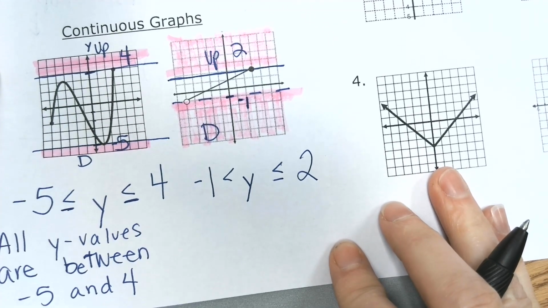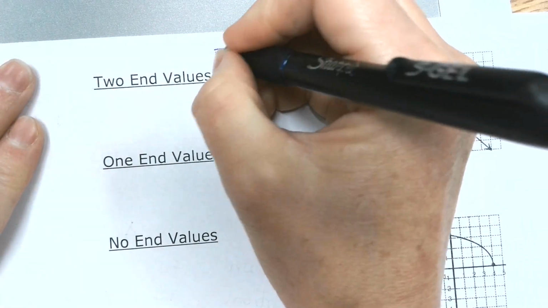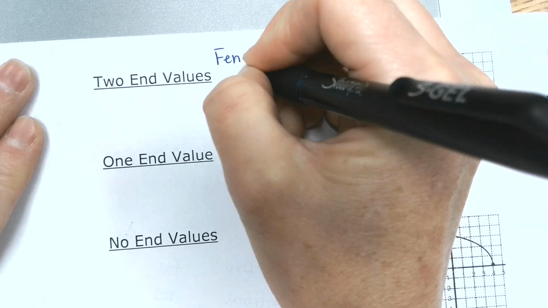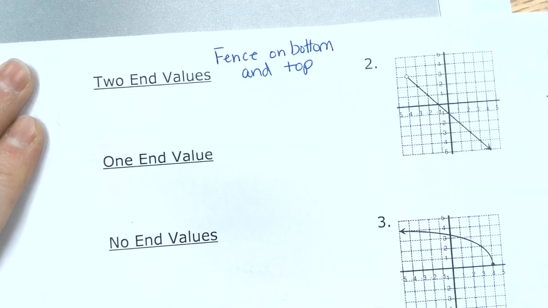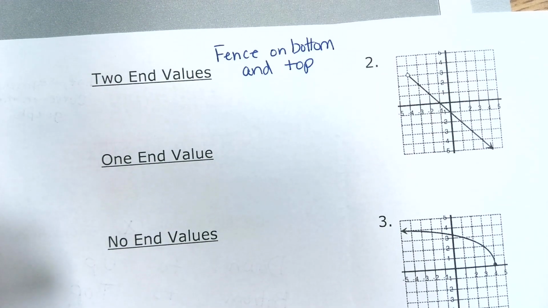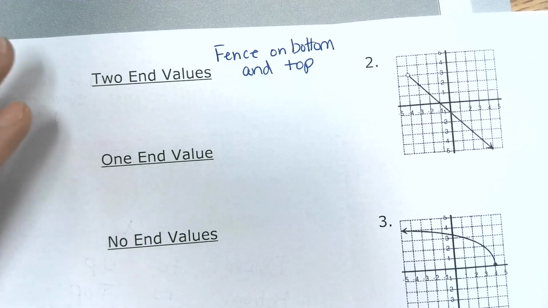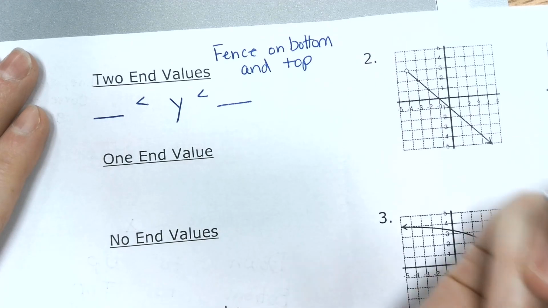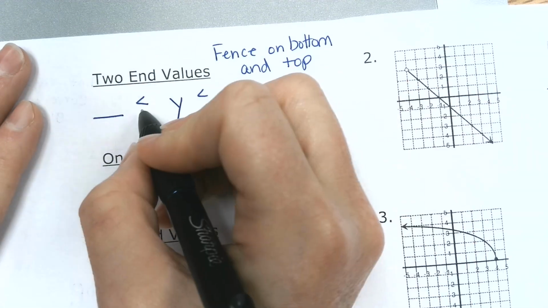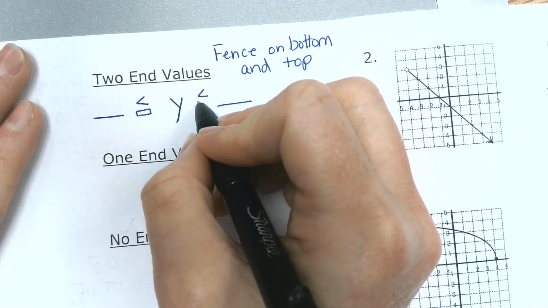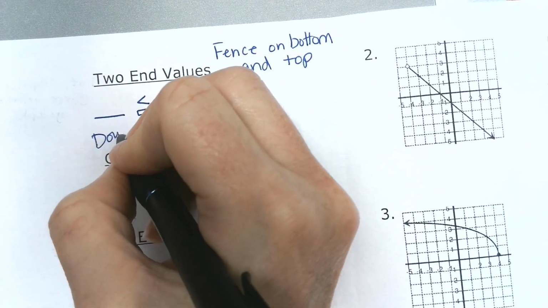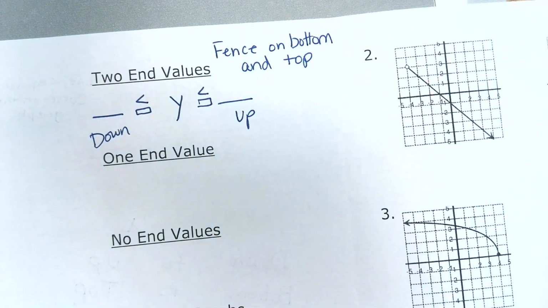Okay, so the two end values, what we're going to write up here, we're going to write fence on bottom and top. So it doesn't have any arrows whenever you have two end values. So it's going to look like that with your or equal to shaded if you need it. So this is our how far down number, and this is our how far up number.